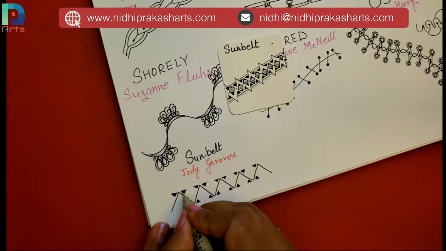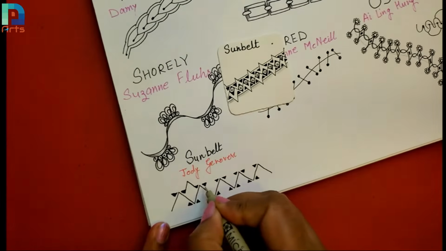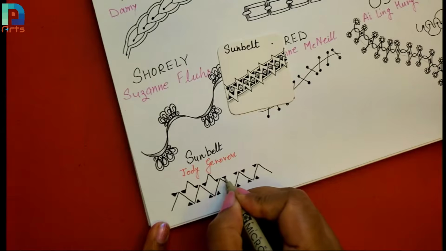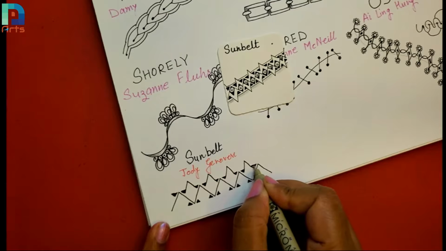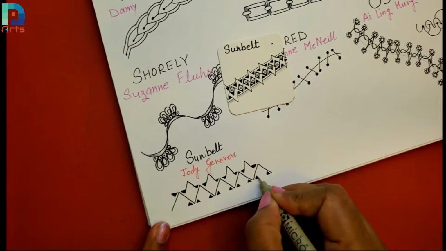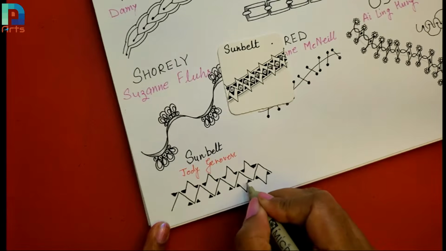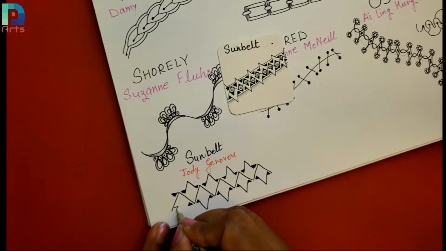After that, we are joining these two triangles from both sides with this. One more triangle going up, and here going down. Isn't it a beautiful idea? I really like this one.